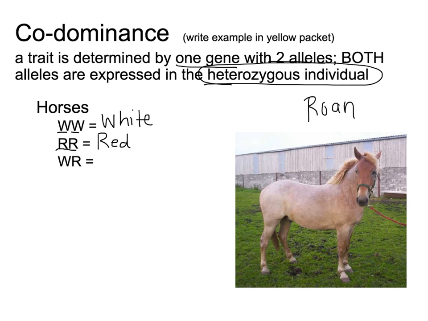But once again, when you have the heterozygous individual, with one white allele and one red allele, we get not a white, or the dominant allele, we get both white and red. And it's really hard to see in this picture, but if we were to zoom in on the coat of this horse, we would see both white and red hair colors, or coat colors.